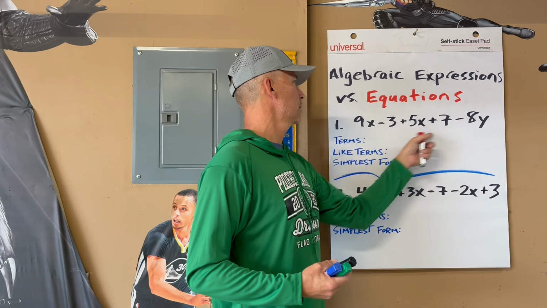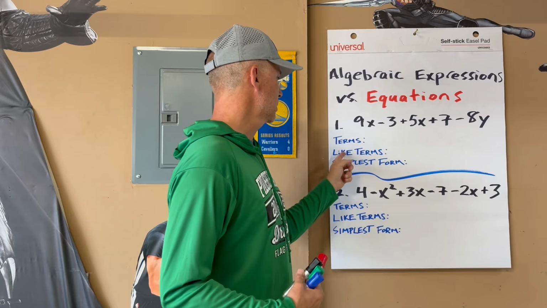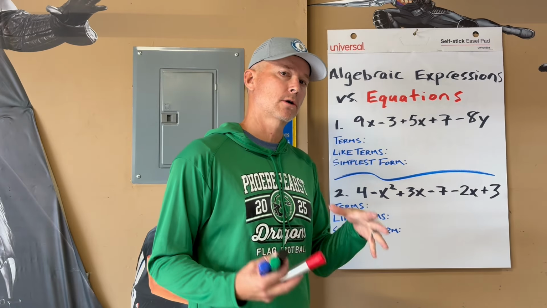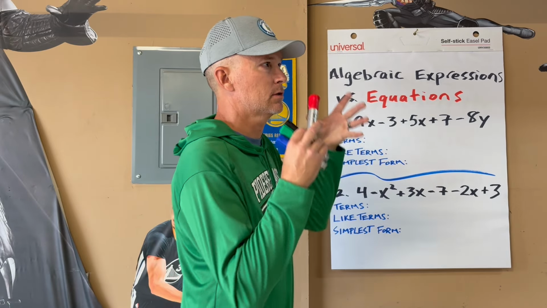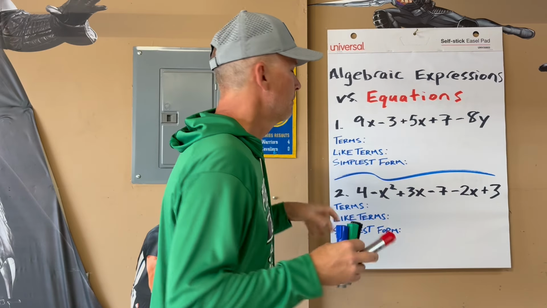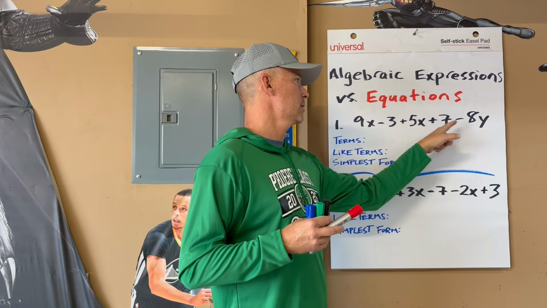So this right here is called an algebraic expression. There's no equal sign. So we're going to break this down into just a few little definitions here. When we talk about terms, terms are just chunks. Like how many chunks do you see? The chunks are separated by an operation sign, right? So this is subtraction, addition, addition, subtraction.